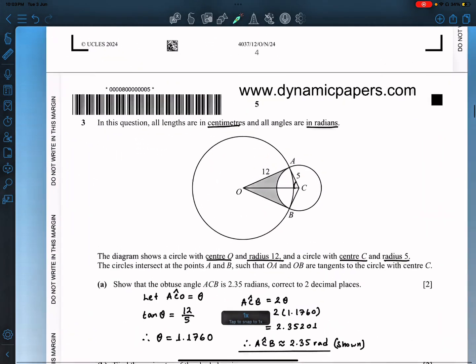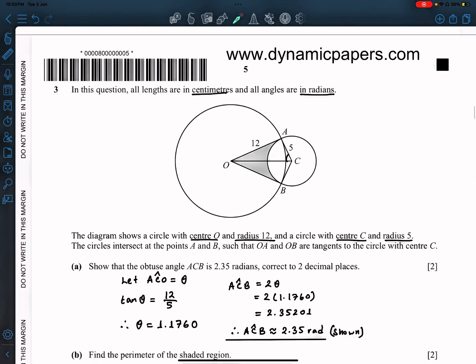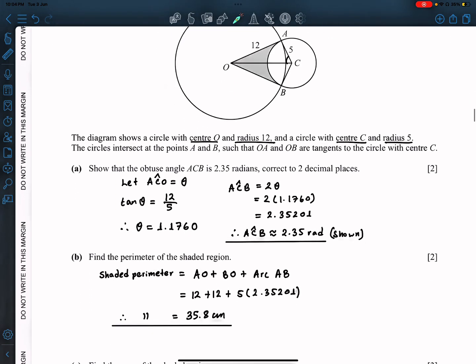Okay. Question number 3. In this question, all lengths are in centimeters and all angles are in radians. The diagram shows a circle with center O, radius 12, and a circle with center C and radius 5. Circles intersect at points A and B such that OA and OB are tangents to the circle with center C. Show that the obtuse angle ACB is 2.35 radians, correct to 2 decimal places.